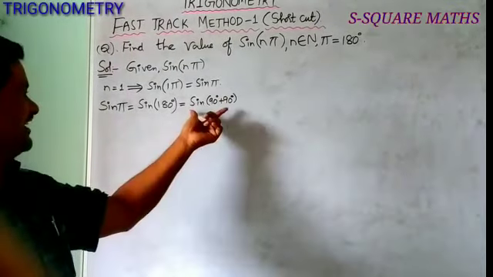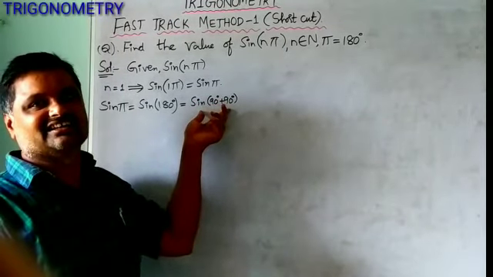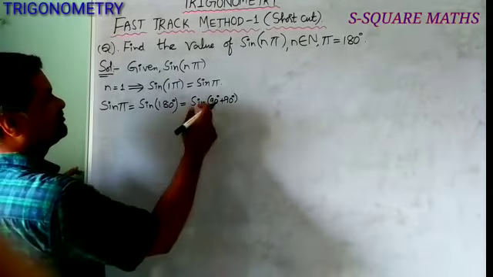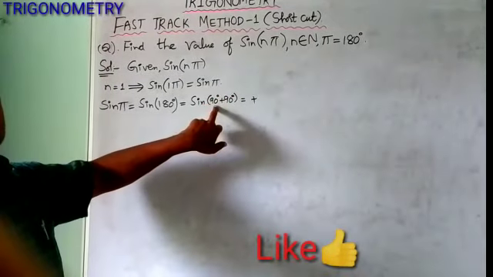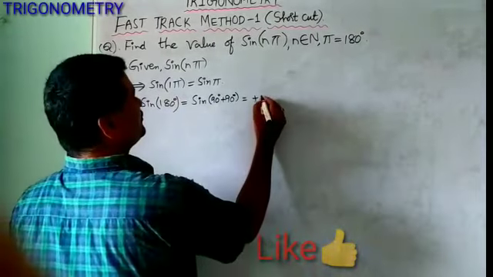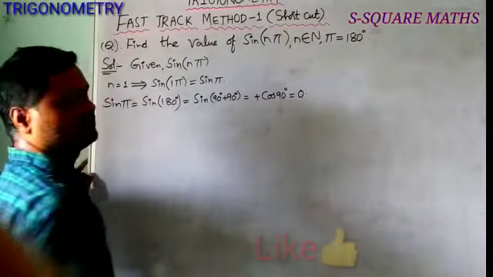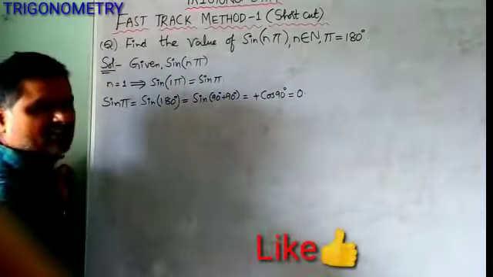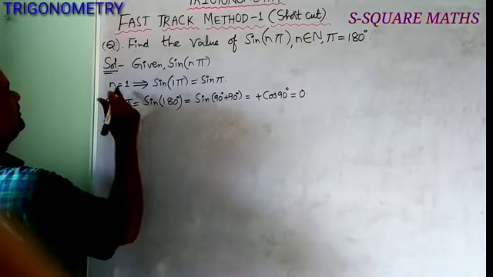As you know very well, sine of 90 plus theta lies in the second quadrant. In the second quadrant sine is positive, so here it is plus. And since we have 90, an odd multiple of 90, 1 into 90, sine becomes cos, so cos 90. As we know, cos 90 is always 0. So sine pi, sine 180 degrees, we got the value as 0.